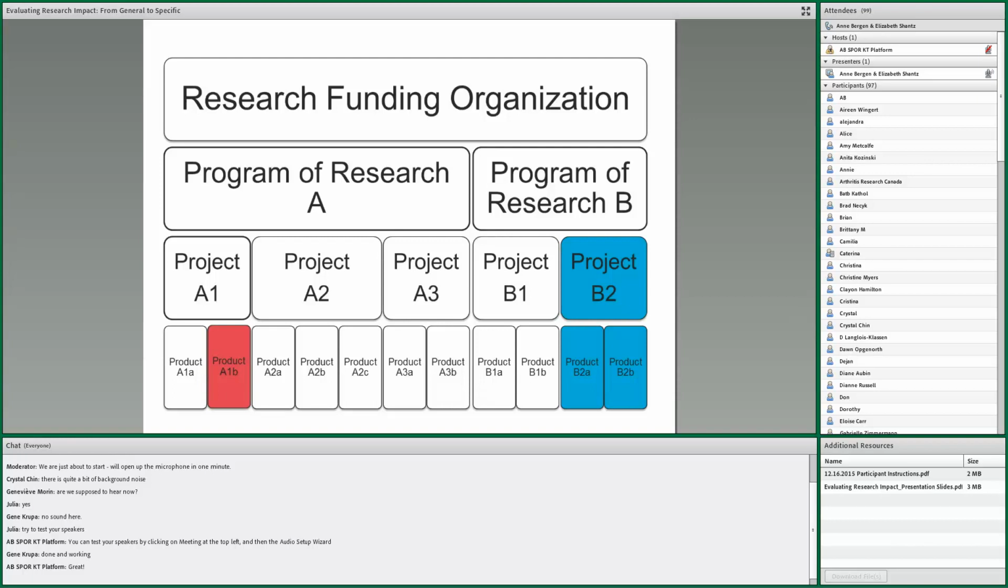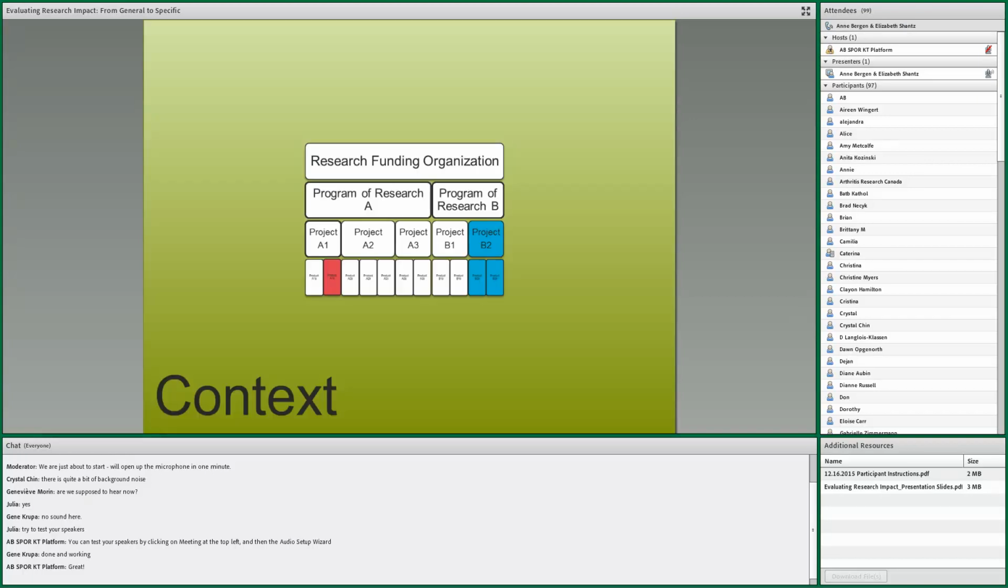But if you're looking at a program of research, or if you're a research funding organization, then especially you need to also think about the broader context. So who's funding the research funding organization? What do they have to report? Who wants to know about the information, and what's possible to collect if you're looking at years or even decades of research?